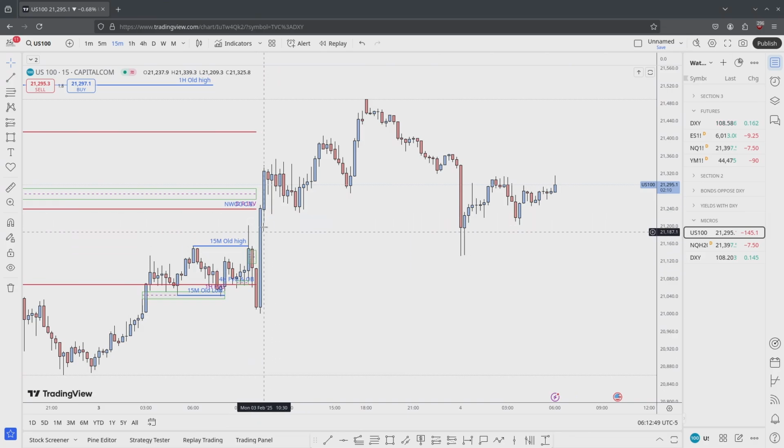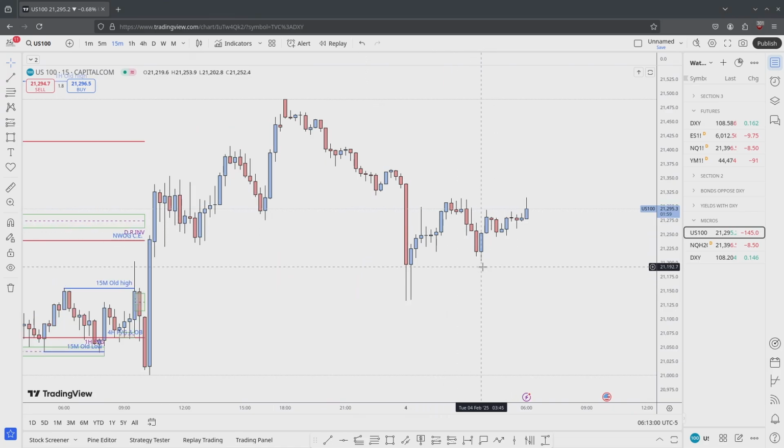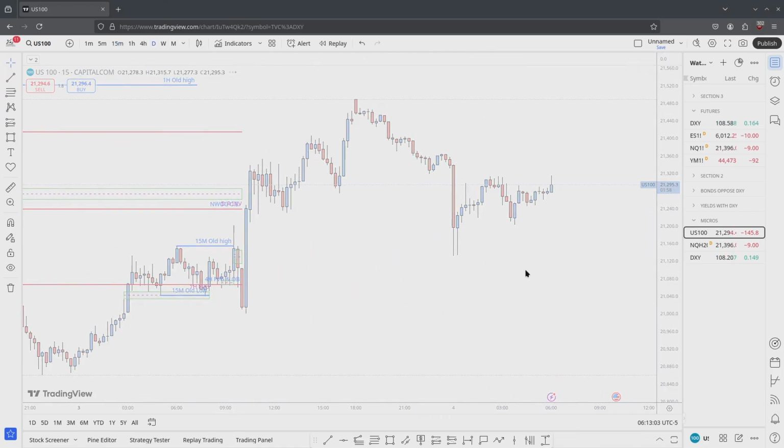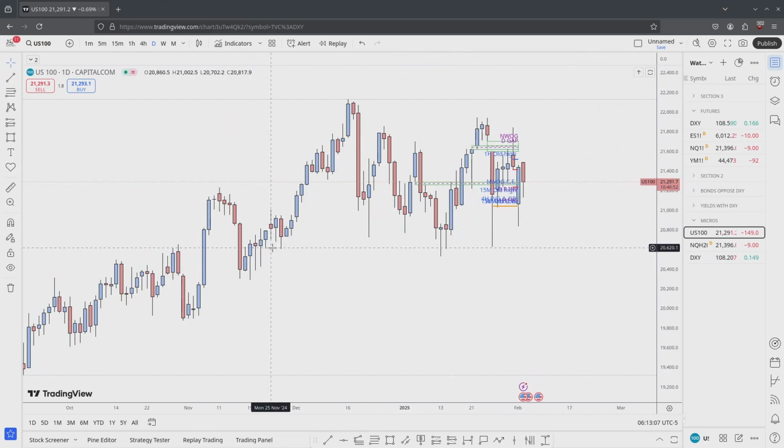We're inside of this 15-minute fair value gap on US 100. We're inside that. We took out this high just now. Nothing interesting here. We're sitting inside of a daily consolidation. It's going to be session liquidity today.